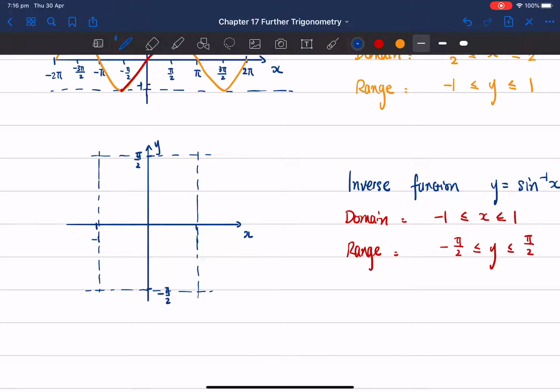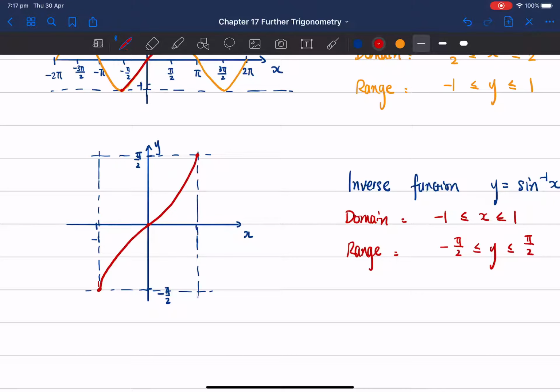Once you have this little box here, it is so easy to sketch the inverse sine function. You just need to remember the inverse sine function always starts from the top right corner. So once you have that box, you go to the top right corner, and that's the starting point. And then I will pass the center or the origin, and I will go to the bottom left corner, which is here.